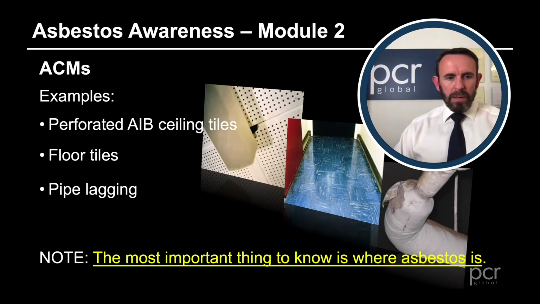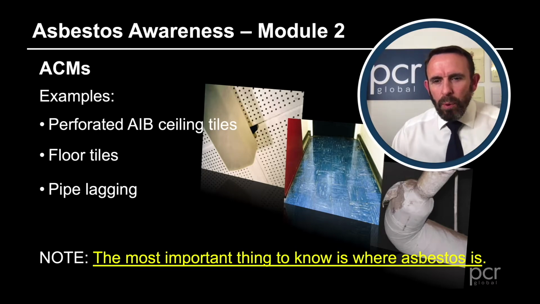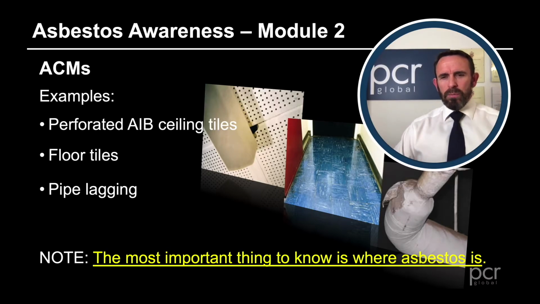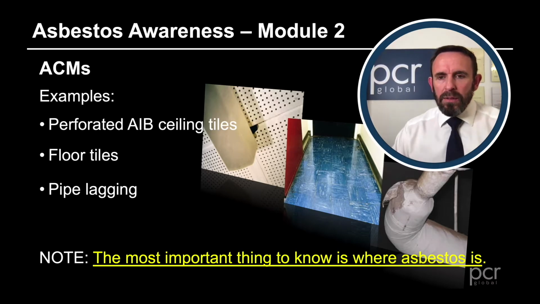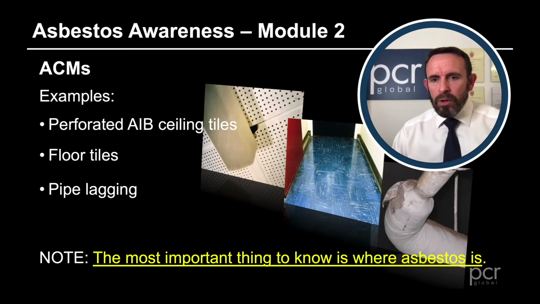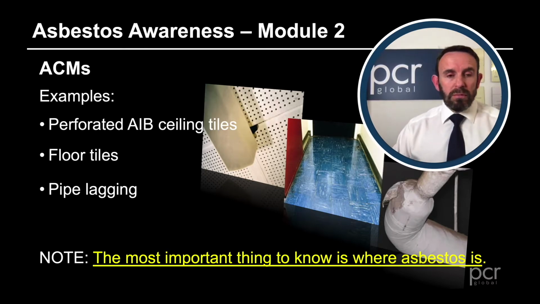And as noted by the yellow text there, the most important thing to know is actually where the asbestos is. Of course, as we're explaining now, there are different types of asbestos, and obviously they're used in different locations. The most important thing to actually know is where it is. Once you know where it is, then you can implement your further control measures, which is not disturbing it immediately.